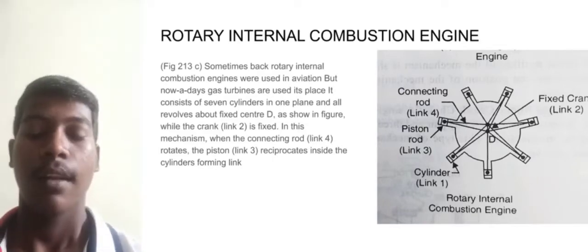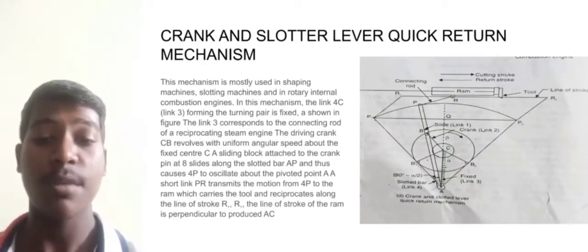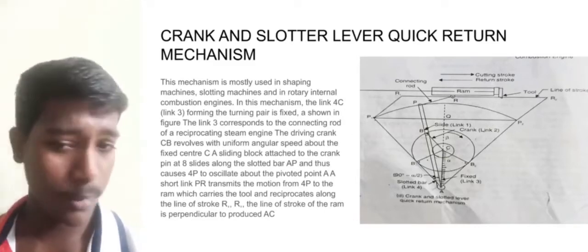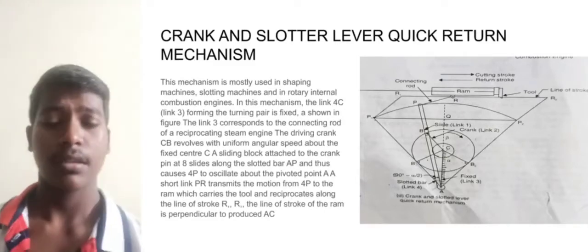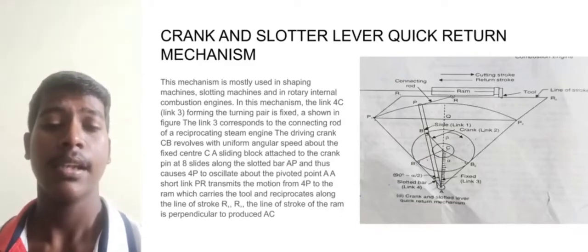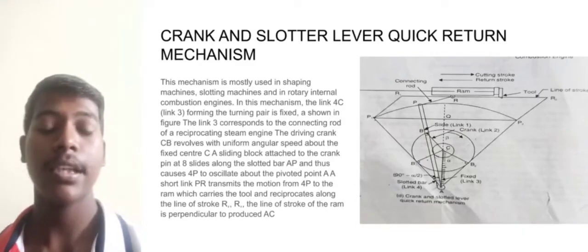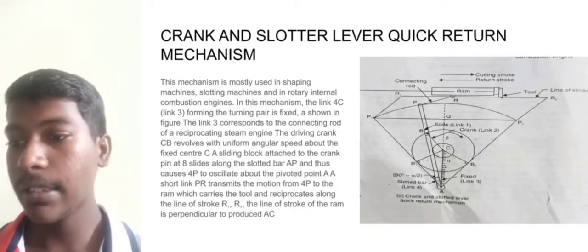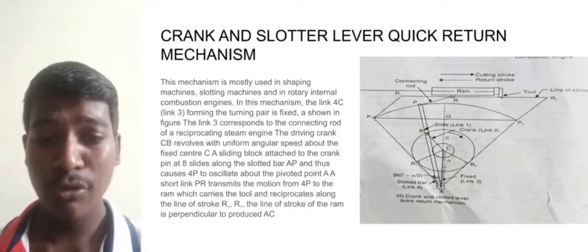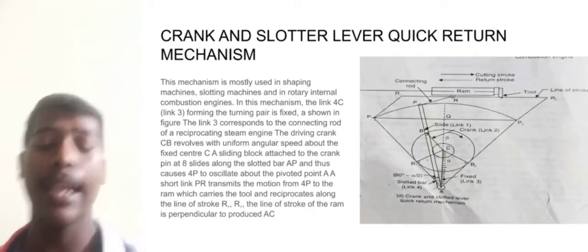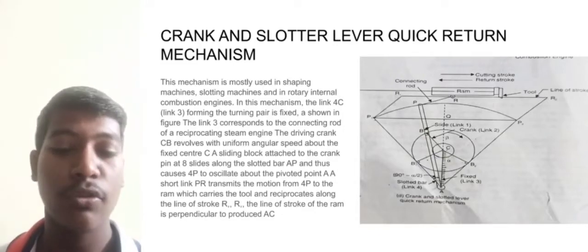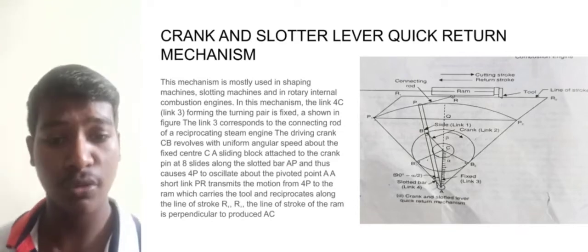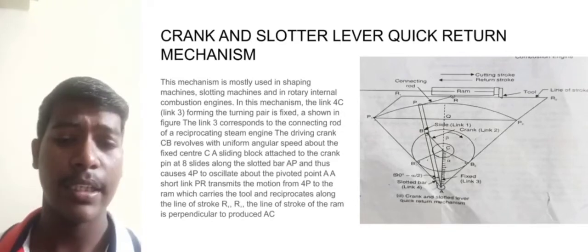Next, crank and slotter quick return mechanism. It is also called a four bar mechanism. It is used in the slotting machine. The cutting stroke is slow, and the reverse stroke is fast.